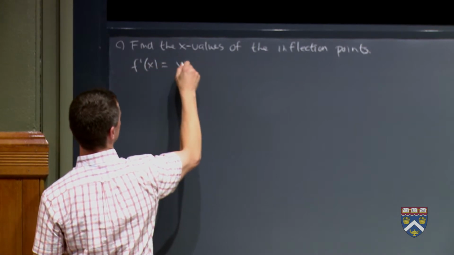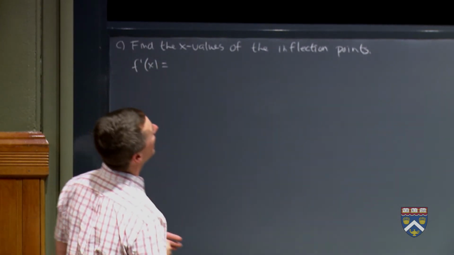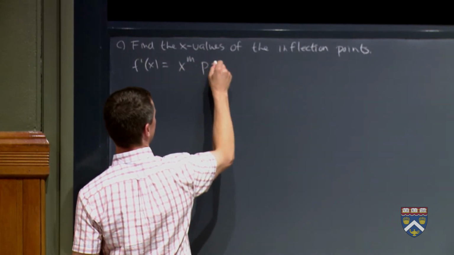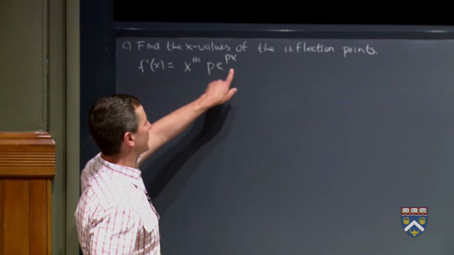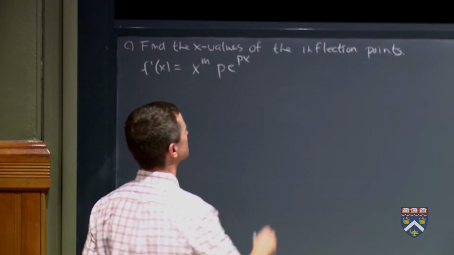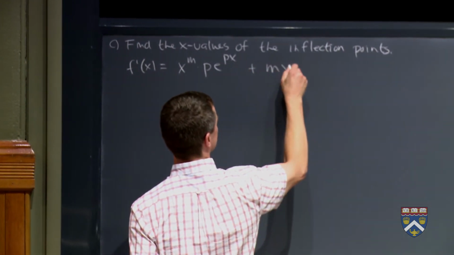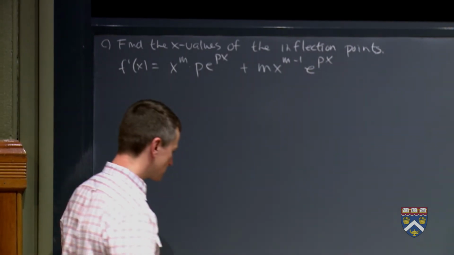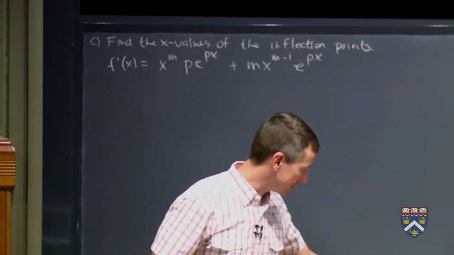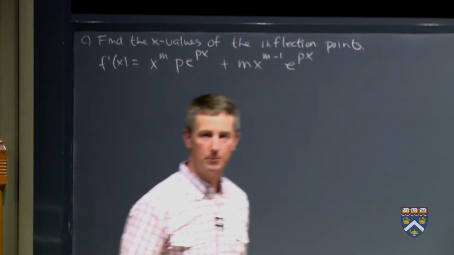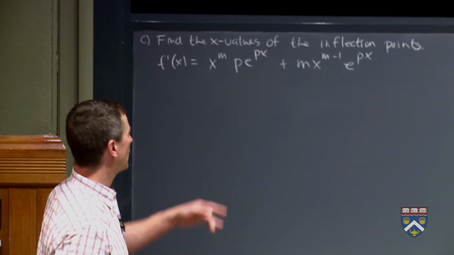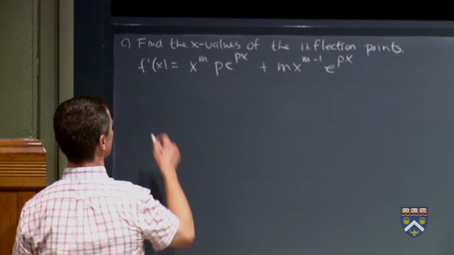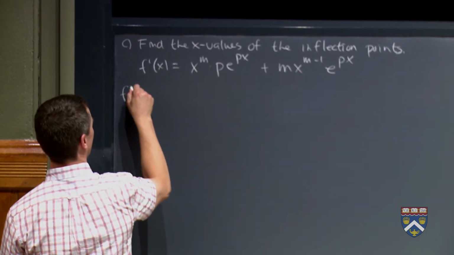F prime of x was x to the m times p e to the px. Up above we had written the p afterwards. Doesn't make any difference. Plus mx to the m minus 1 e to the px. So what rule or rules are we going to need for this derivative? Same ones as before, right? But we're going to need the product rule twice because this is a product and this is a product. So let's get ready here. F double prime.